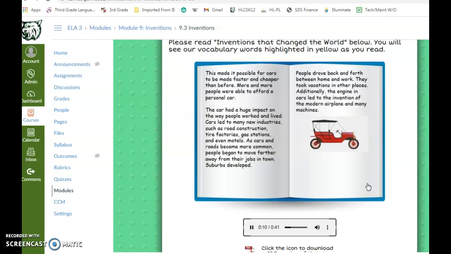The car had a huge impact on the way people worked and lived. Cars led to many new industries, such as road construction, tire factories, gas stations, and even motels. As cars and roads became more common, people began to move farther away from their jobs in town. Suburbs developed. People drove back and forth between home and work. They took vacations in other places. Additionally, the engine in cars led to the invention of the modern airplane and many machines.